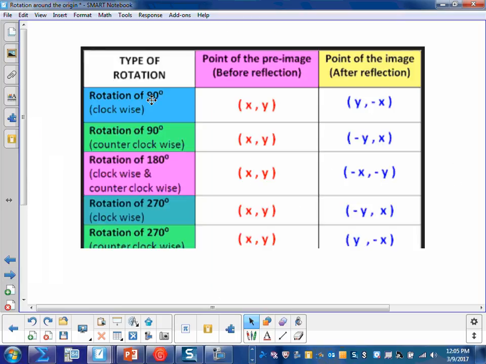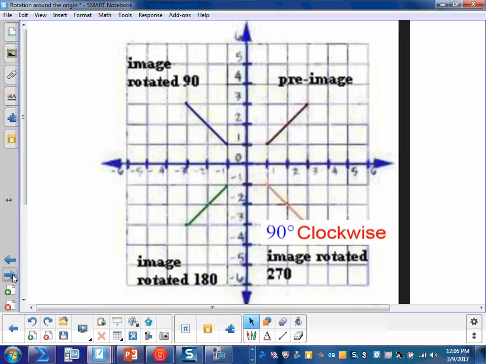So here we have a few examples of a rotation we can perform. And the point of the pre-image, if we start with an x, y, this is what happens to the coordinates of that ordered pair when we perform this rotation. So one approach is to remember all these rules. But today we're going to do something a little simpler to remember to rotate these figures.